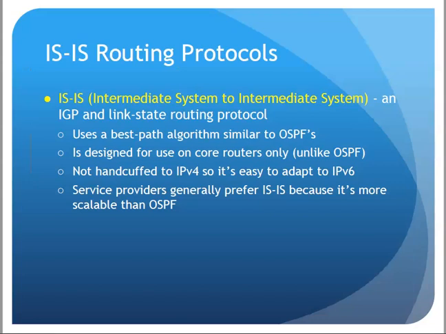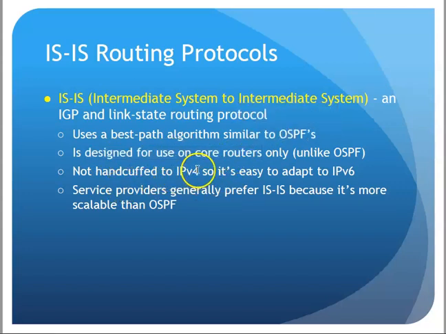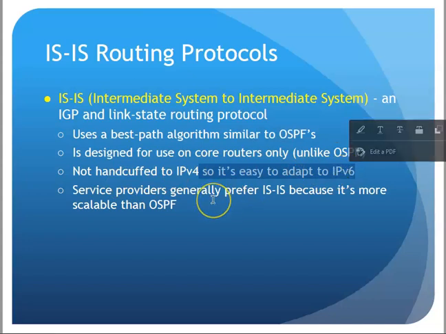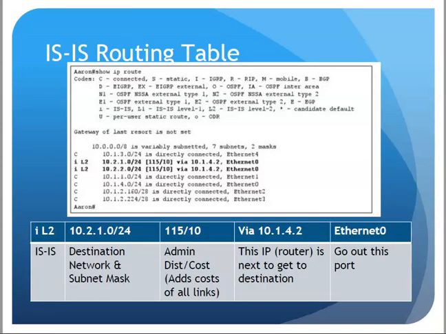IS-IS routing protocol, Intermediate System to Intermediate System. This is again another link state. It's similar to OSPF. It's designed for use in core routers. And it actually does adapt to IPv6. So this has become a little bit more preferable for service providers because of that functionality, and it's more scalable than OSPF. Here's an IS-IS routing table.